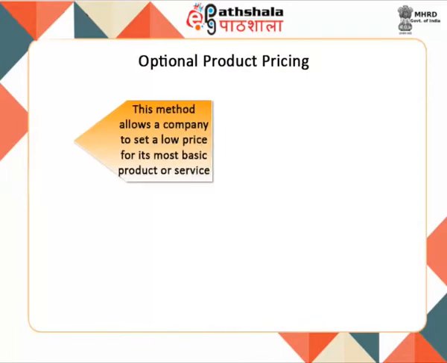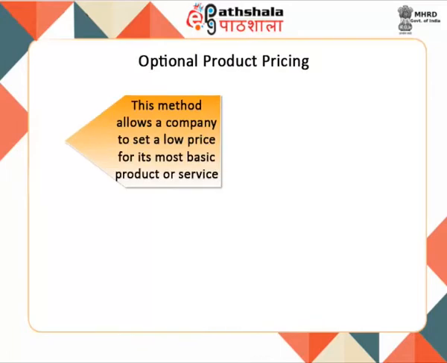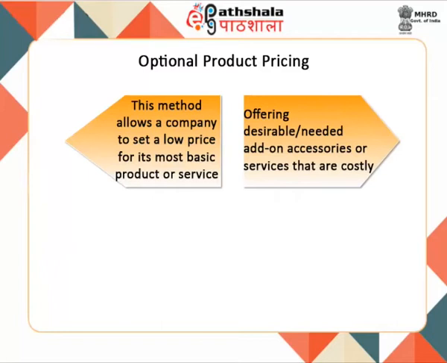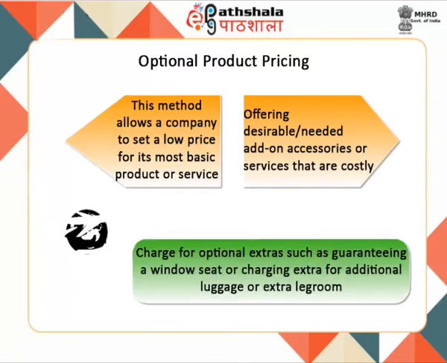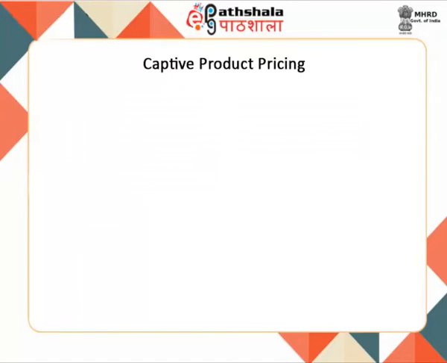Optional product pricing. This method allows a company to set a low price for its most basic product or service while offering desirable or needed add-on accessories or services that are costly. This method allows the company additional ways to profit. Companies or industries using optional product pricing include airlines and cell phone companies. For example, airlines will charge for optional extras, such as guaranteeing a window seat or charging extra for additional luggage or extra legroom.